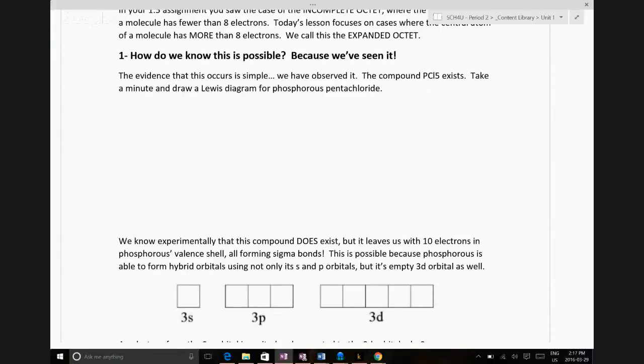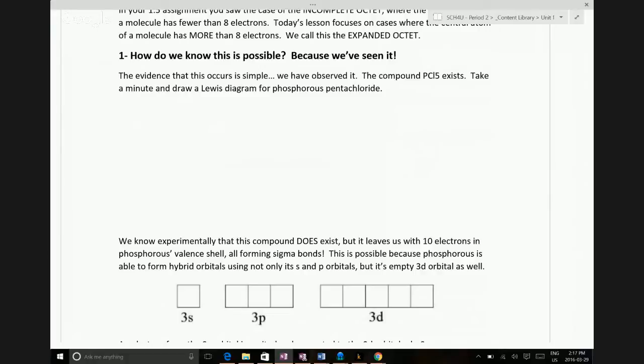The answer is because these are all just models that explain things. And we've observed it. We know that the compound PCl5 exists, so phosphorus pentachloride.